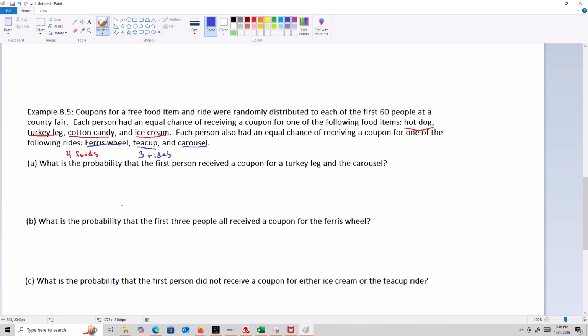So each person, the first 60 people, are going to be getting 2 coupons when they get in. One is going to be for a food item, the other is for a ride. Remember, sometimes you'll have to read a word problem multiple times for understanding, so make sure you understand what it is that's being asked. We want to know the probability of getting the turkey leg and the probability of getting the carousel ride.